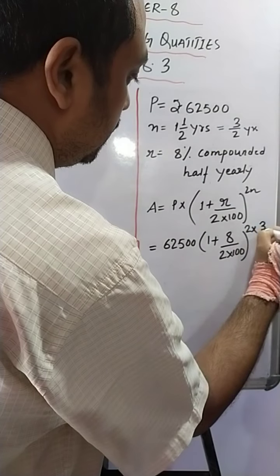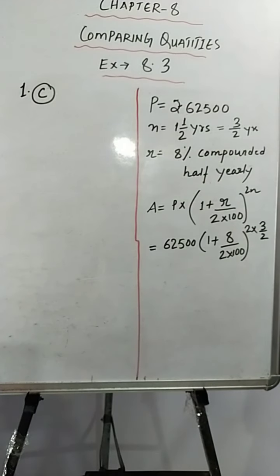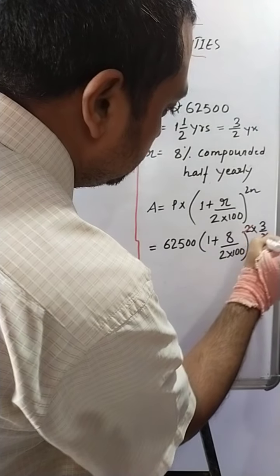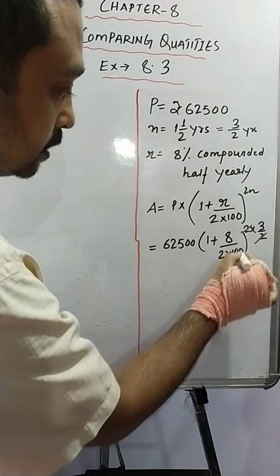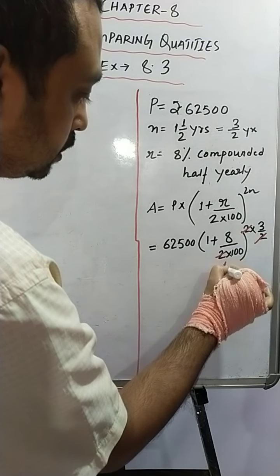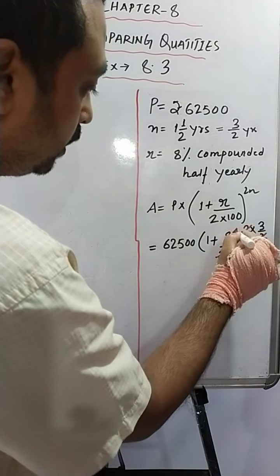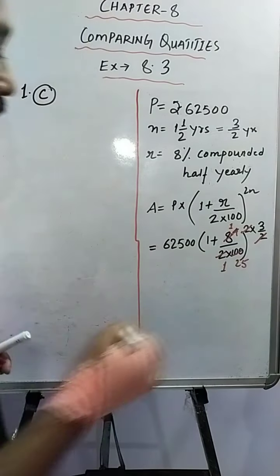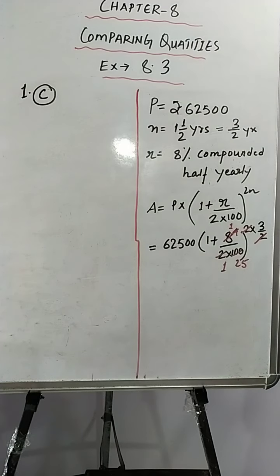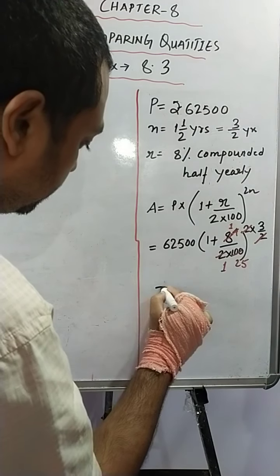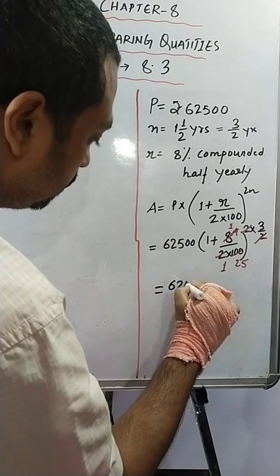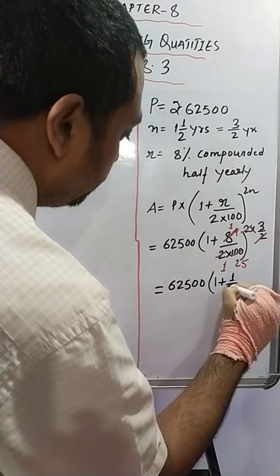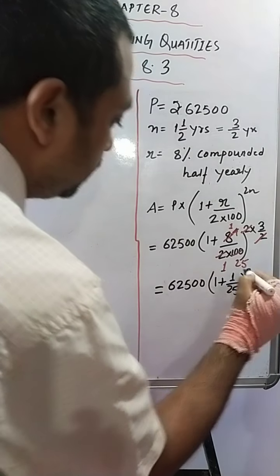So we'll write 3/2. Now let's reduce some of the values. We can reduce this, isn't it? Even we can reduce this also. 2 1s are 2, 2 4s are 8, we can reduce 4 and 100 also, 4 1s are 4 and 4 25s are 100. So let me write it in a fresh way, it will look like 62500 into 1 plus 1/25 to the power 3.